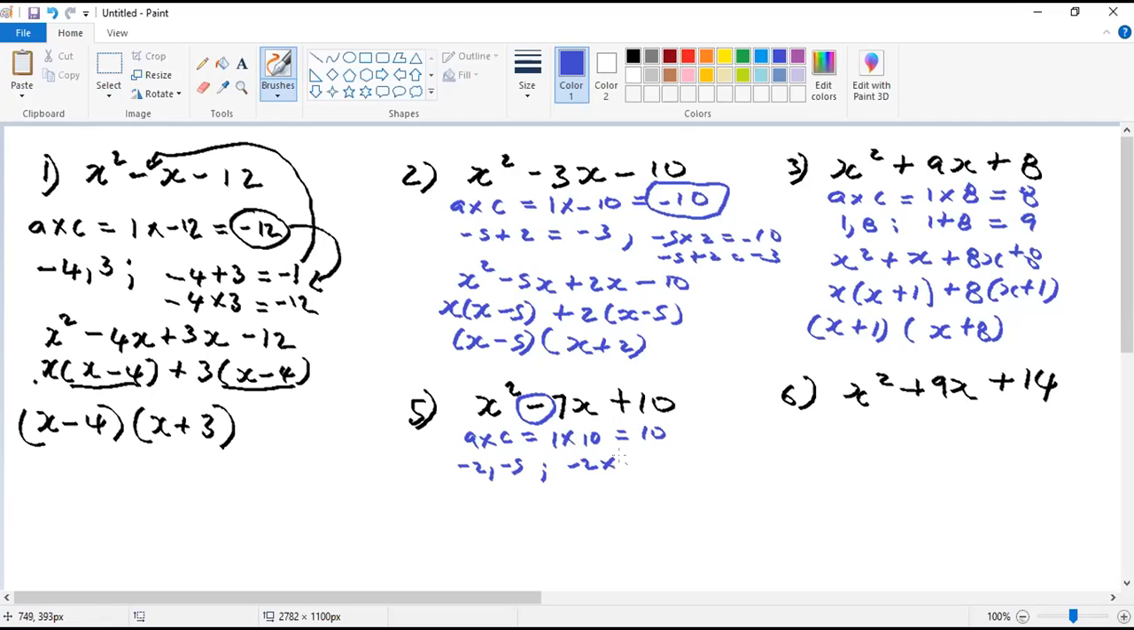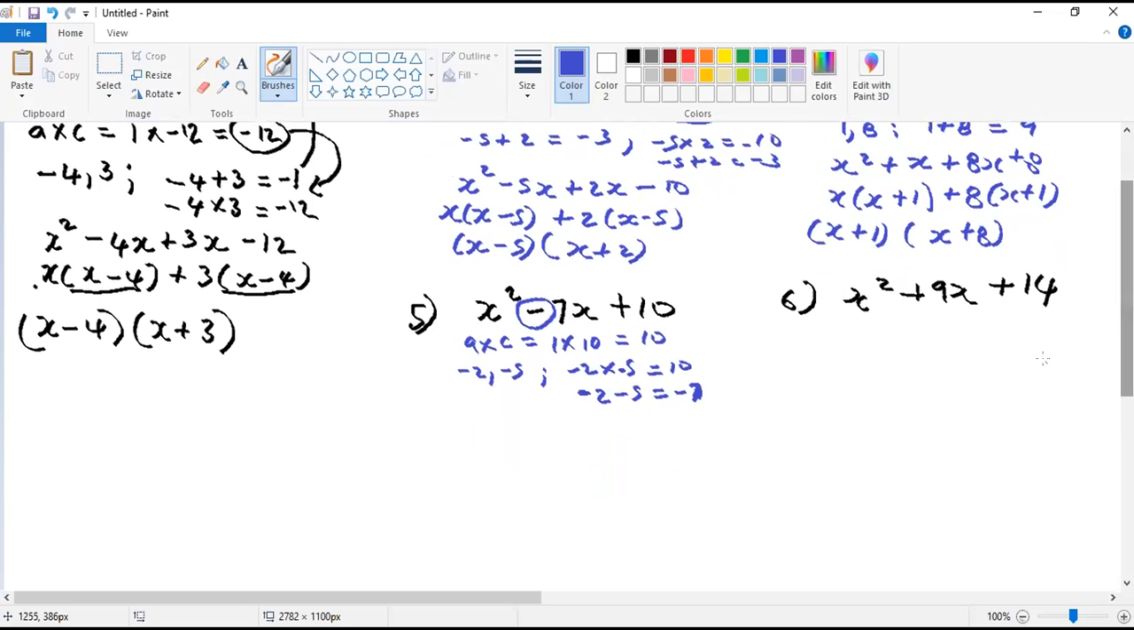10. So negative 2 times negative 5 gives us positive 10, and negative 2 when you add them, we get a negative 7. Right? So let's use those now. Let me see if I can create some space. So we have x squared negative 2x negative 5x plus 10.